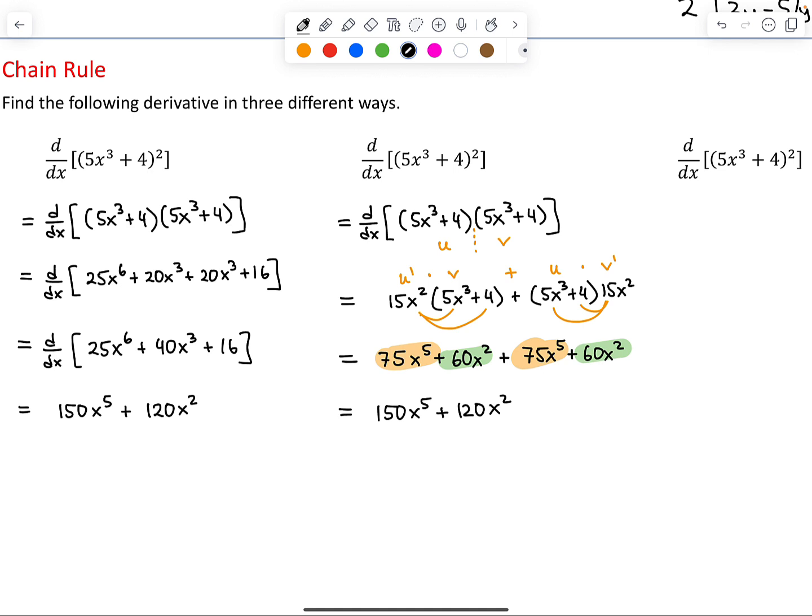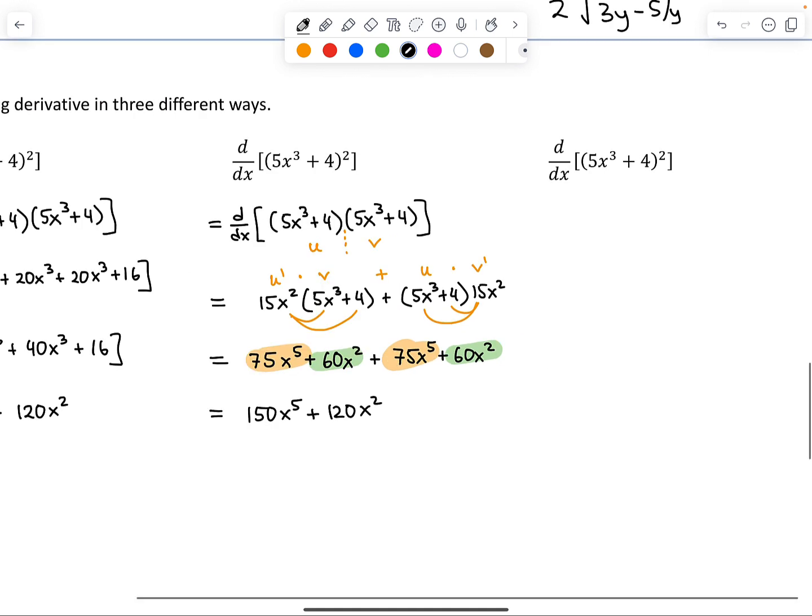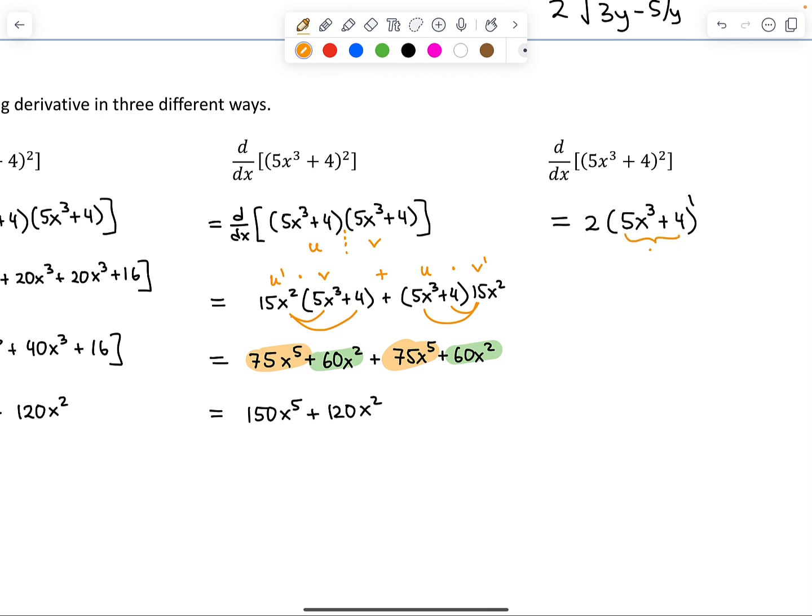But now that we've learned the generalized power rule, we can differentiate this a third way, because I have a function raised to a constant power. So that constant power will drop to be a coefficient. I'll repeat the function. The new power will drop from 2 to 1, and the base is my function u, and I need to multiply now by u prime. To use the chain rule, the derivative of u will be 15x squared. I can multiply the 2 and the 15x squared together now and write this as 30x squared times 5x cubed plus 4. The power is 1, so I don't need to write that.